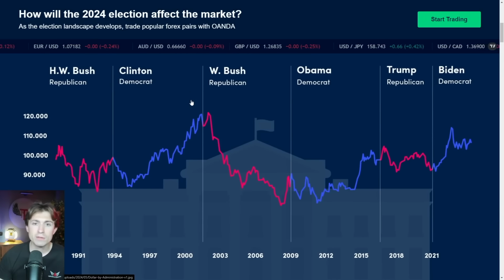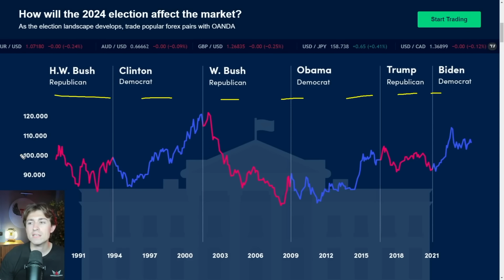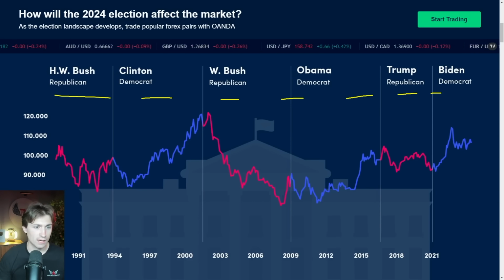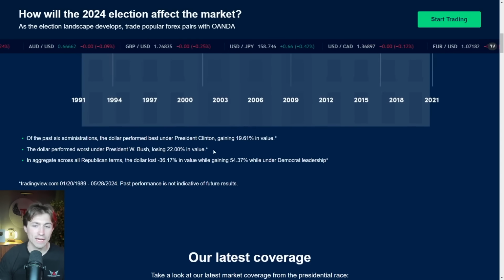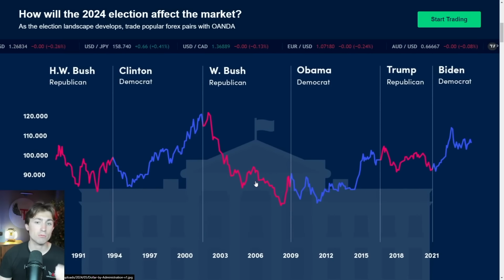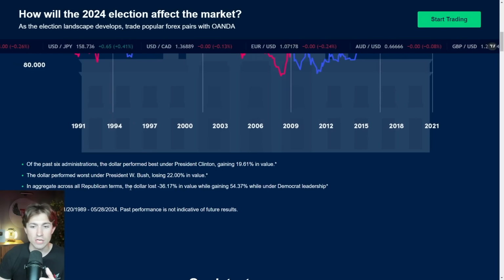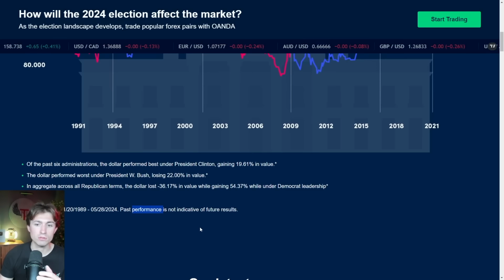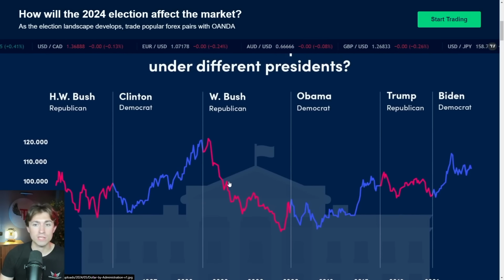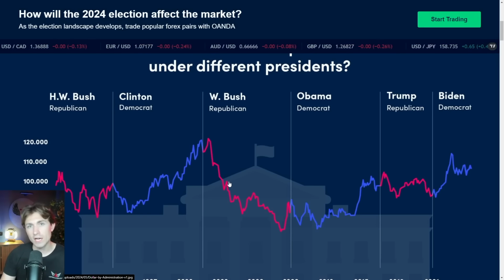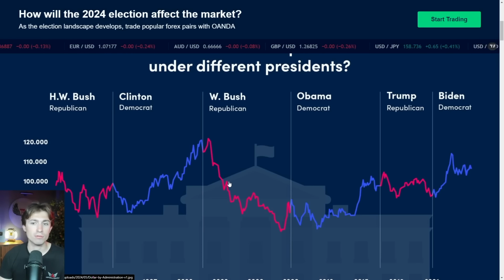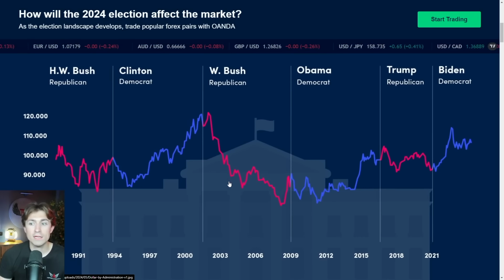So again, if we were to take only these past 6 presidents, a simple analysis of the data here showed us that on average, Republicans lost 36% in the dollar's value, while 54% in Democrat. But please understand also, this is a relatively small sample size. OANDA has done a good job disclaiming that this is not indicative of future results. So it is a small sample size in the grand scheme of things, but it is kind of recent U.S. history to look at, and is worth taking a closer look at.